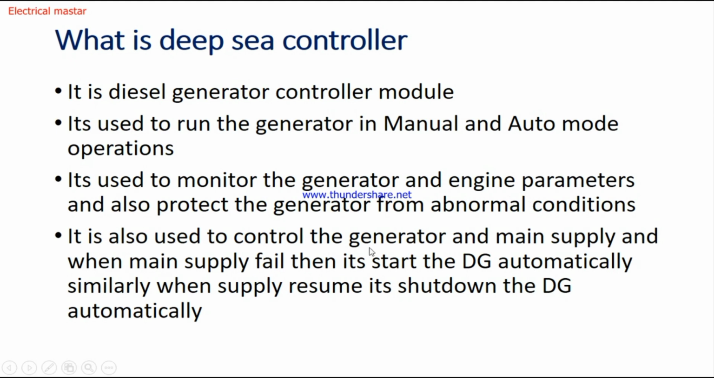And it is also used to control the generator and the main supply. So we can connect our main electricity supply to this DG controller for monitoring. Whenever the main supply fails, the DG controller will give the signal to automatically start the diesel generator. Similarly, when the main supply is resumed, it will give the command to shut down the DG automatically. So all these things are done by the DG controller. That's why nowadays modern generators always come with a DG controller.